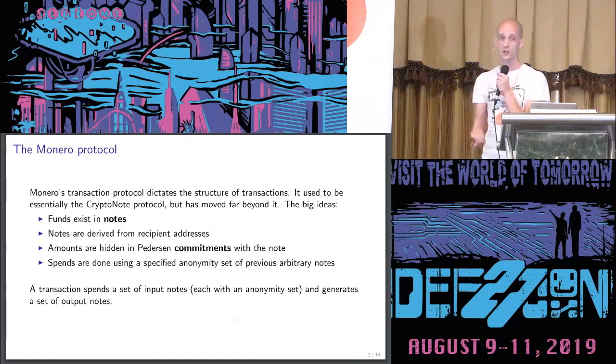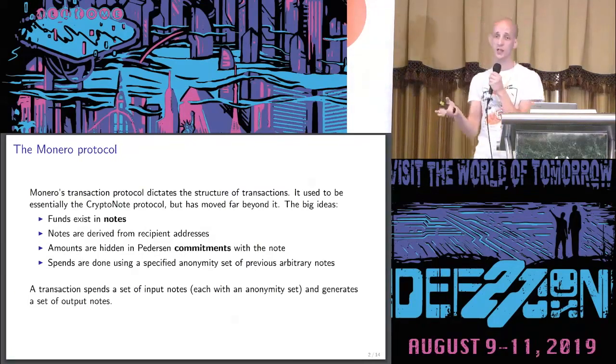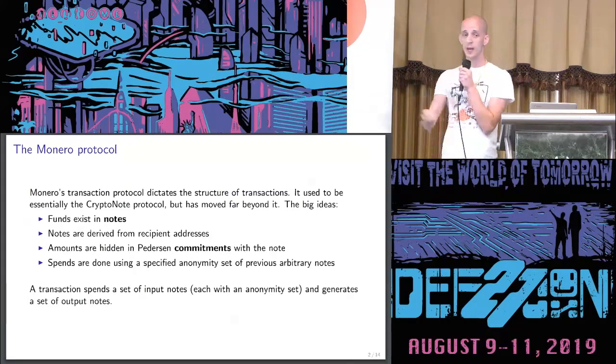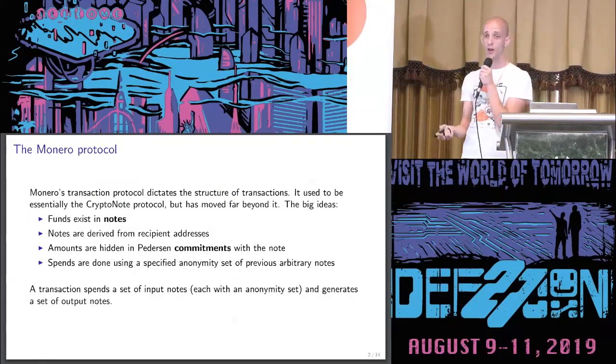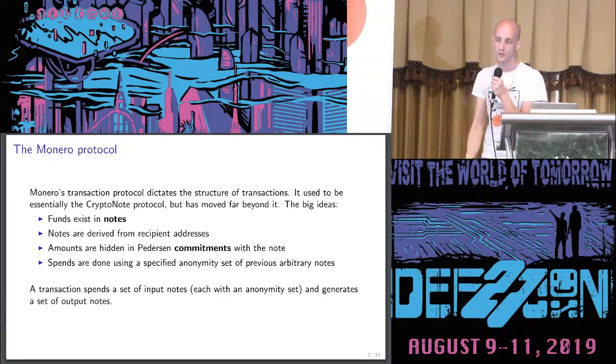The amounts of transactions are not visible in the Monero protocol, but are in fact hidden in something called a Pedersen commitment, which you can think about as an algebraic one-way hash where algebra works nicely enough that we can show that transactions balance, which is important. I need to make sure that funds going into a transaction are the same as funds going out. In particular, the spends themselves are done in the Monero protocol, unlike, for example, Bitcoin and its derivatives, using a specified anonymity set of previous other arbitrary notes. So the Monero protocol does not mix funds. In the Monero protocol, a particular note would be spent in a transaction, but it is basically obscured among other notes that exist on the chain that are chosen non-interactively. So a little bit different.